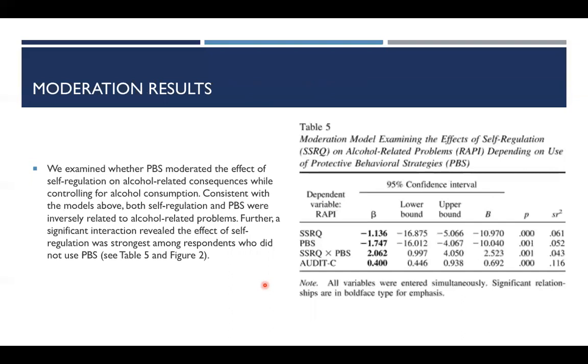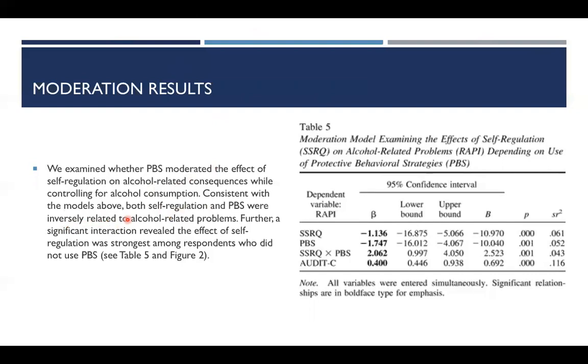All right, so they use the exact same data to test moderation. So here's what they say. They say, we examine whether PBS moderated the effect of self-regulation on alcohol-related consequences while controlling for alcohol consumption. Consistent with the models above, both self-regulation and PBS were inversely related to alcohol-related problems. That's what we saw before. Further, a significant interaction revealed the effect of self-regulation was strongest among respondents who did not use PBS.